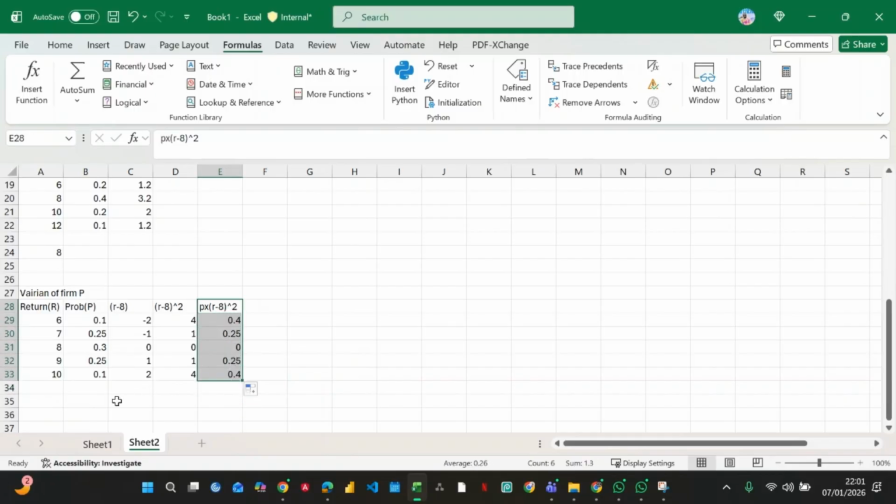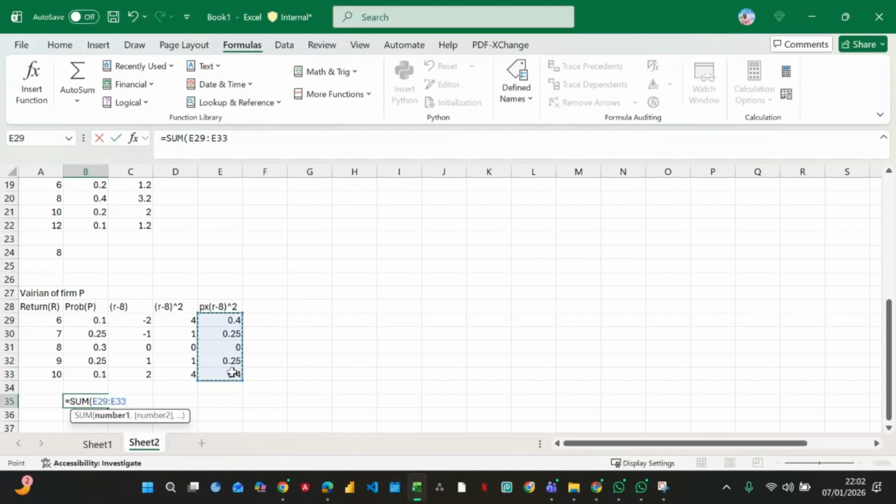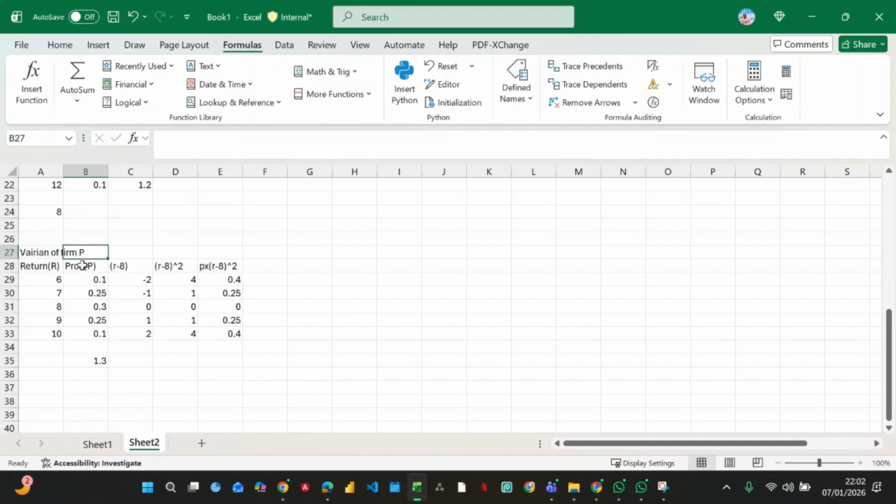this is the variance, the sum of variance that we have gotten. So we need to get the sum of it, right? So this is going to be the summation of everything that is here. Then we get 1.3. Yes, we now have 1.3. This is for one company.